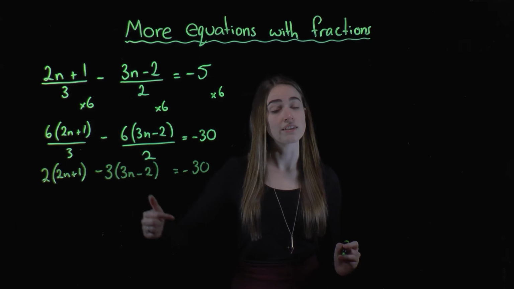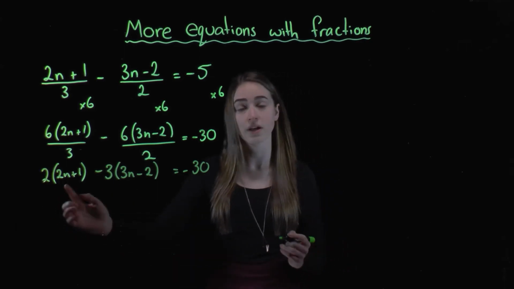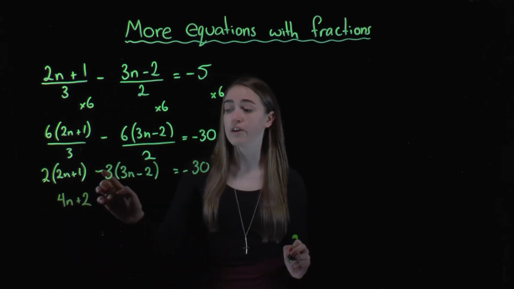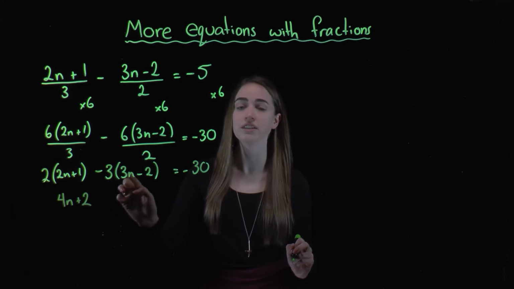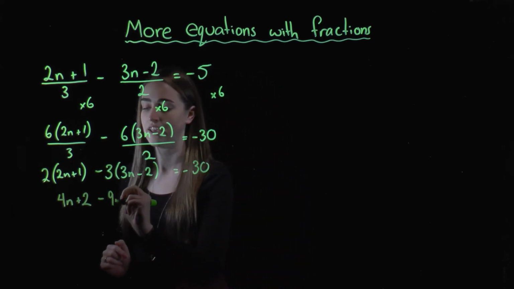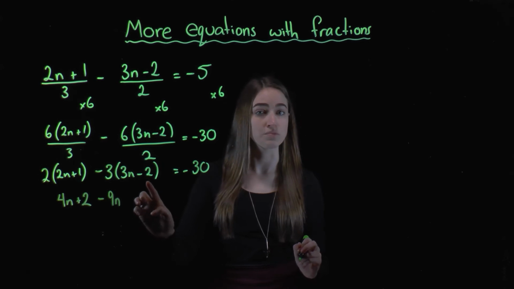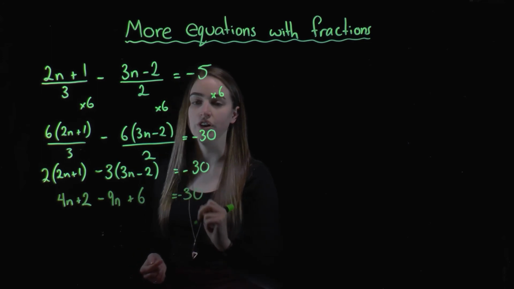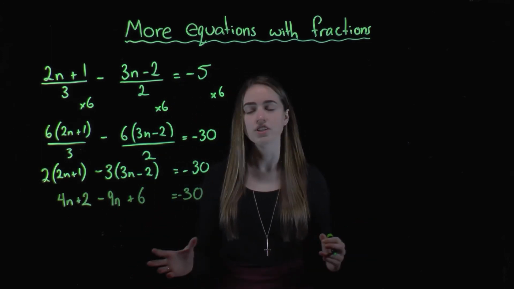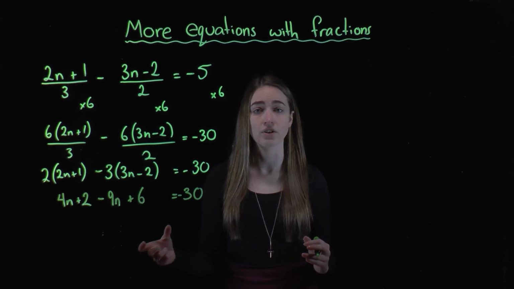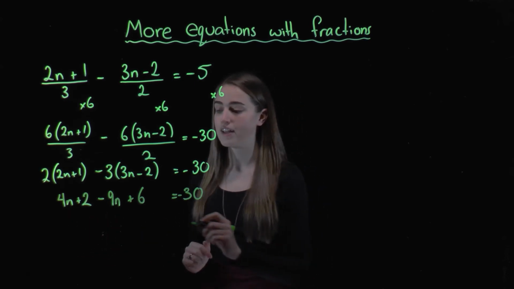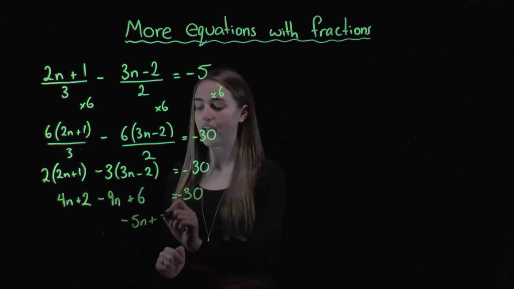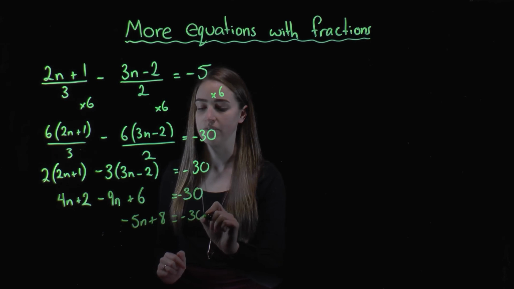Now from there we can go through and expand out our brackets. So we're going to have 2 times 2n is 4n plus 2. Now just be careful when you're expanding with this negative. We're going to have minus 3 times 3n, so we'll have minus 9n. And we're going to have minus 3 times minus 2, so plus 6. And that's going to be equal to minus 30 still. Now before I start rearranging anything, I'm just going to simplify this by collecting like terms. So my 4n minus 9n is going to give me minus 5n. I've got 2 plus 6, so plus 8 is equal to minus 30.